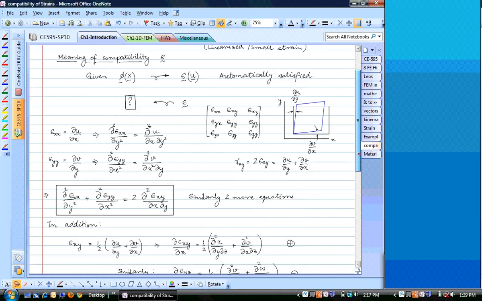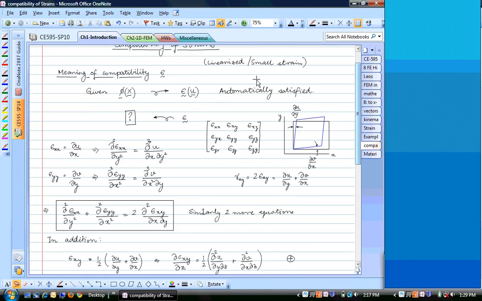And one of the conditions can be derived simply like this. So epsilon xx is defined as partial of u with respect to x, and again I'm not taking it with respect to big X because here we are talking only about the compatibility conditions in small strain. The compatibility conditions in exact strain are actually very complicated. So we are going to restrict this to small strain, and then the distinction between big X and small x does not come in. So epsilon xx can be represented like this.